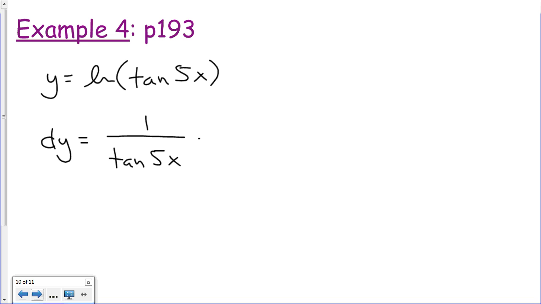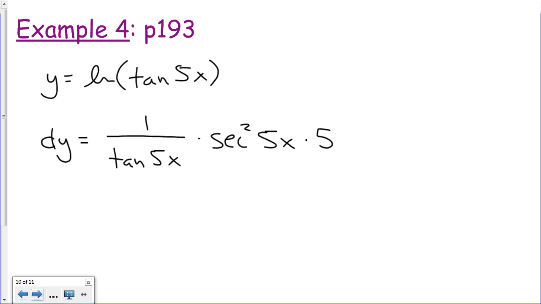Now, the derivative of tangent of 5x, that's another composite function, so follow chain rule again. Derivative of tangent is secant squared. And chain rule says you substitute in the inside function, which is 5x. And then finally, we multiply by the derivative of that inside function. Derivative of 5x is 5. So there's the derivative of our function.